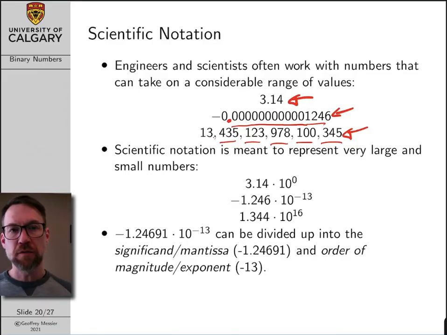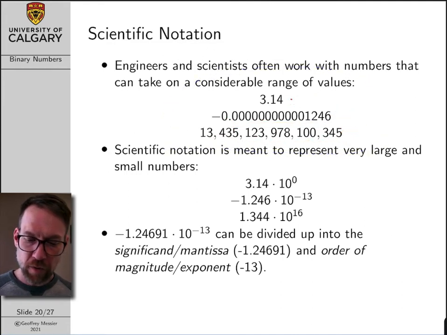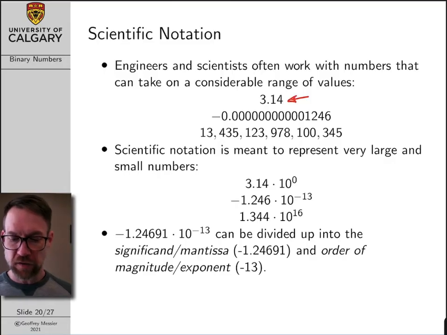Now, sometimes scientific notation is not really that necessary, and that's the case for our first example. So 3.14 represented as scientific notation is 3.14 times 10 to the 0. So in fact, we made the number a little bit more difficult to write out.